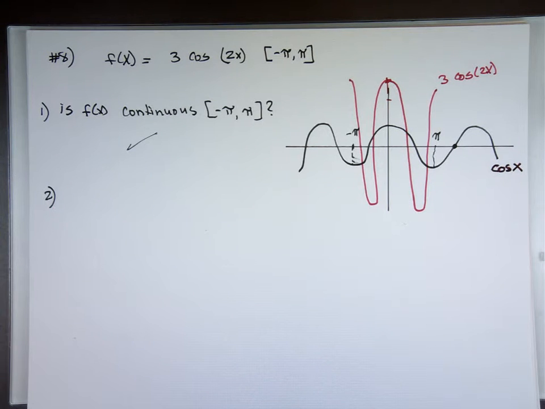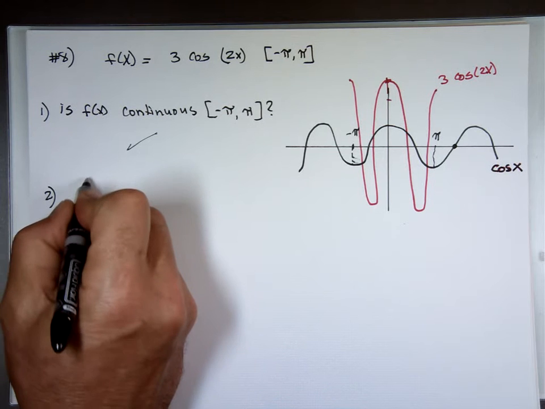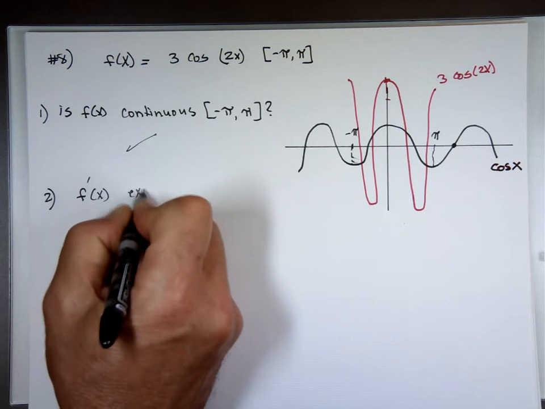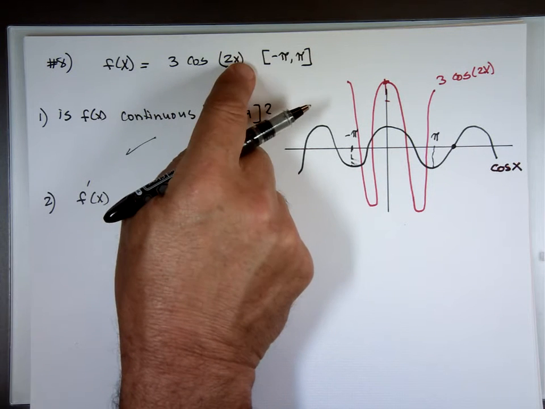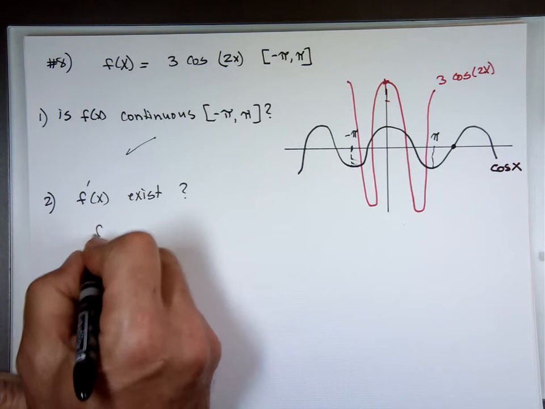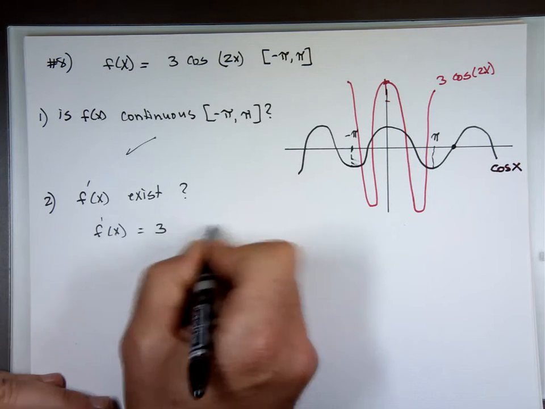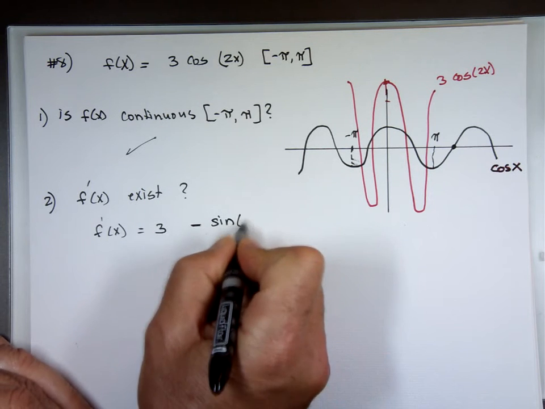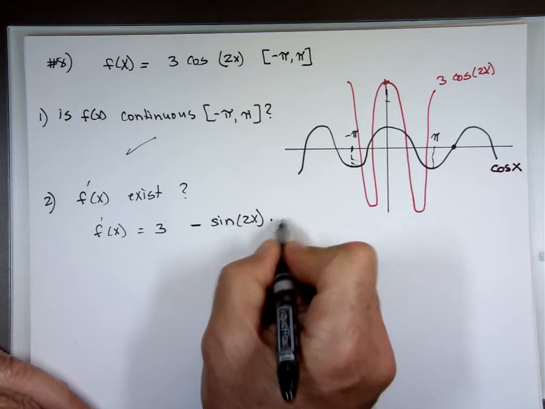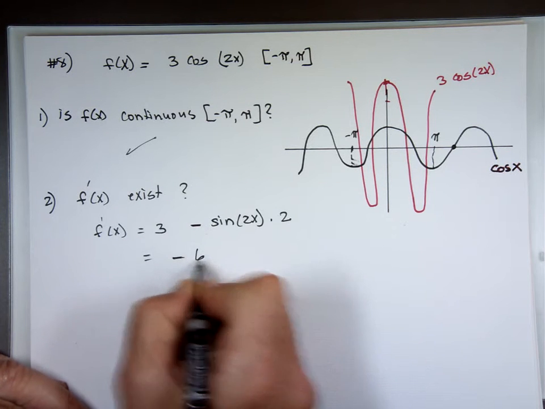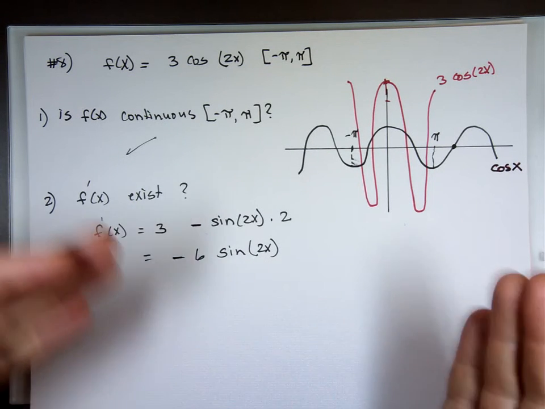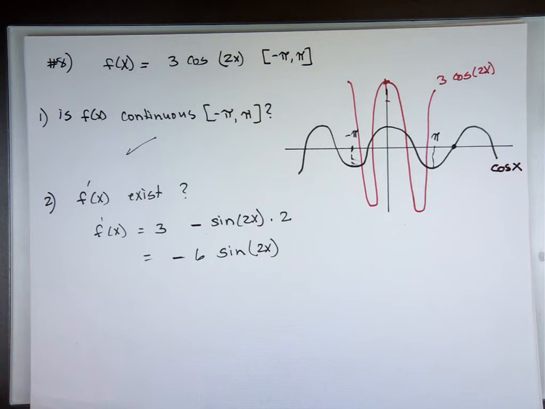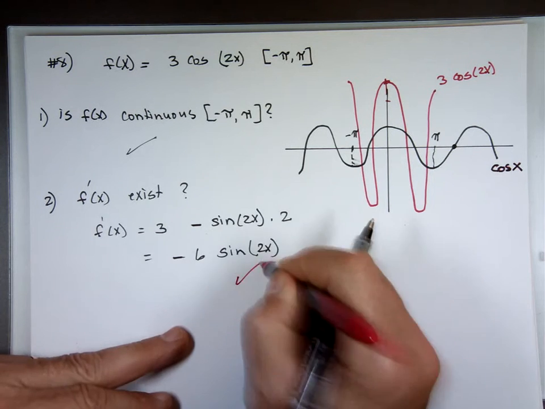How about the derivative? Does the derivative exist? Well, the derivative of cosine is what? There's the 3 sitting in the front. The derivative of cosine is negative sine of 2x times the derivative of 2x, which is 2. That would be negative 6 sine of 2x. And notice the derivative exists. There's no value between negative pi and pi where the derivative does not exist. So this one is good too. This one passed the test.